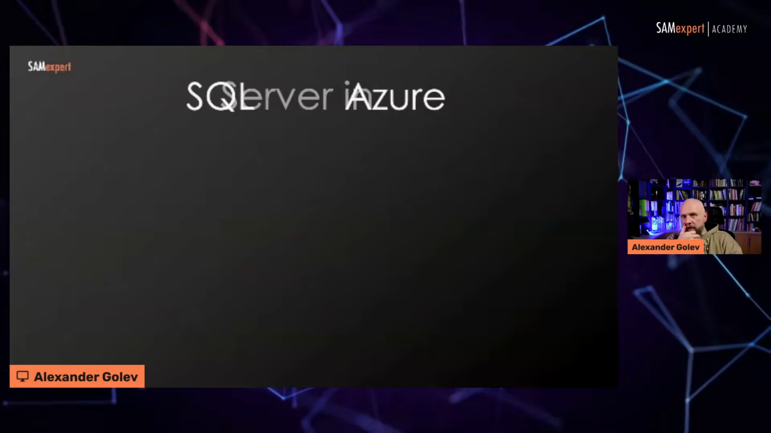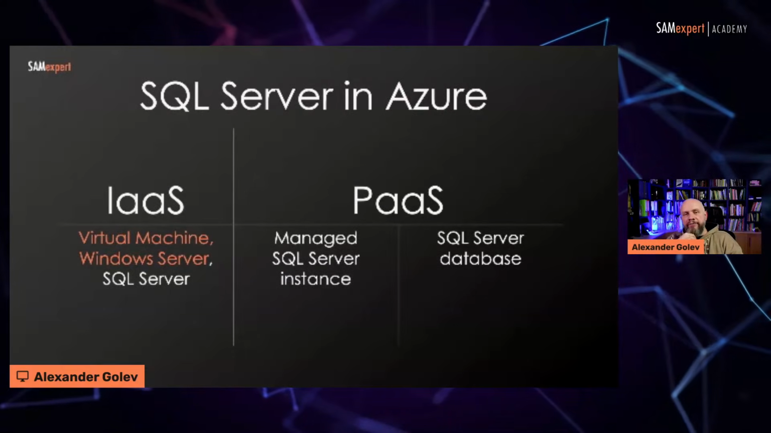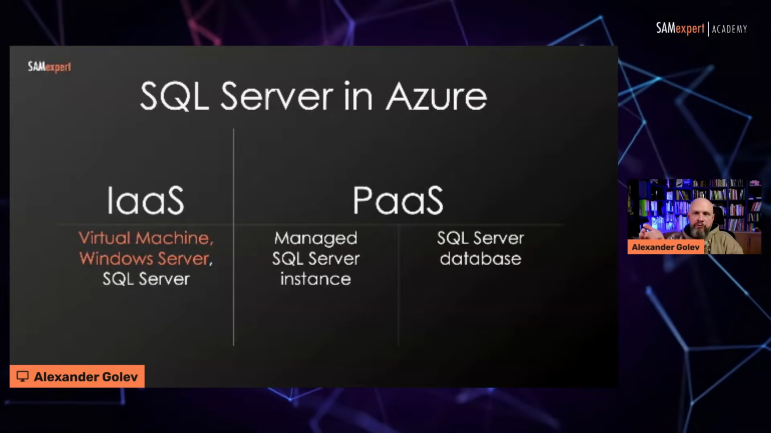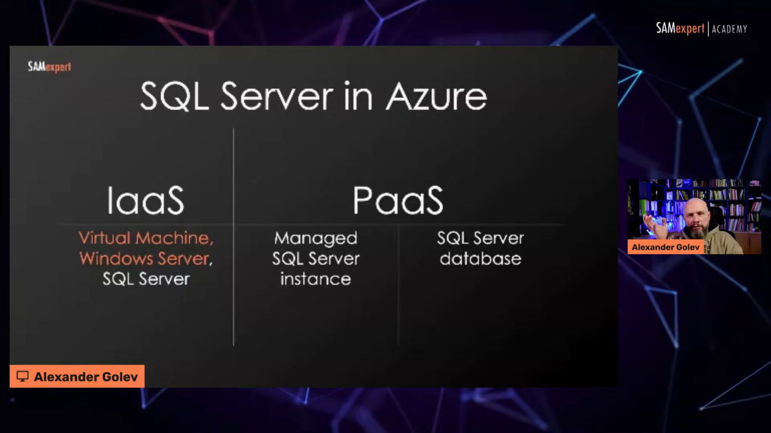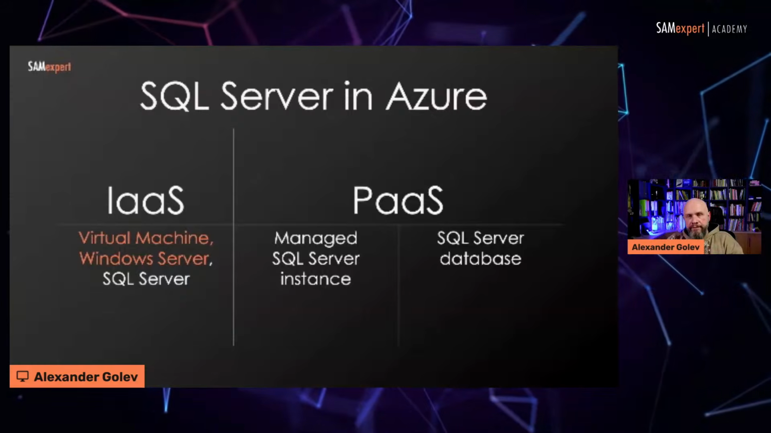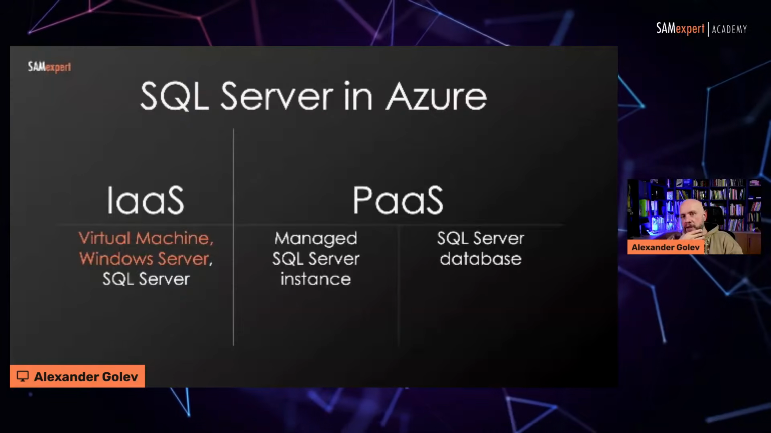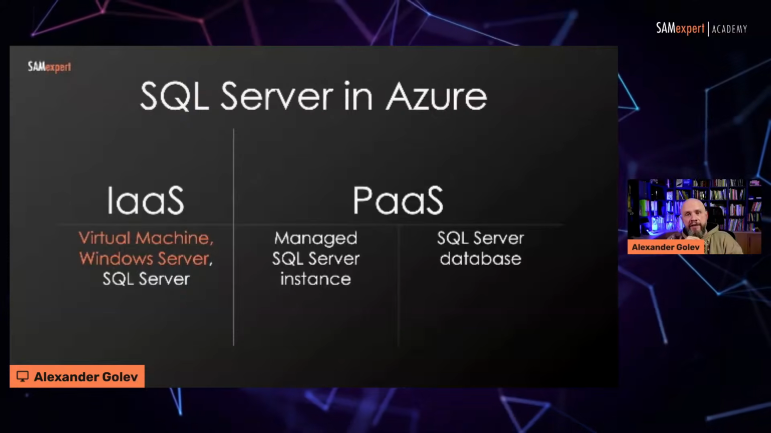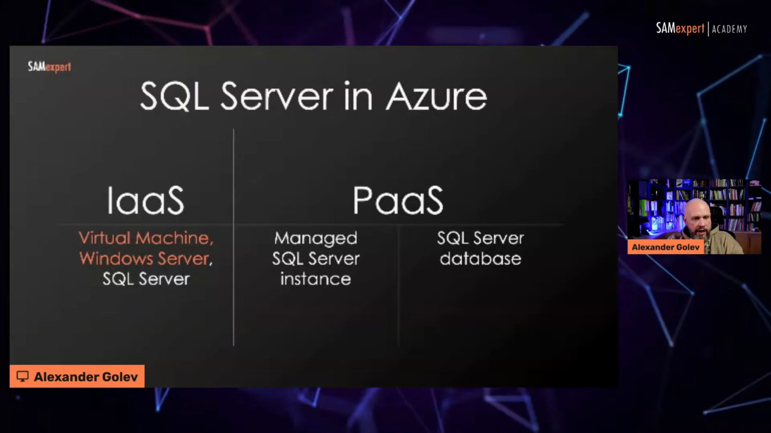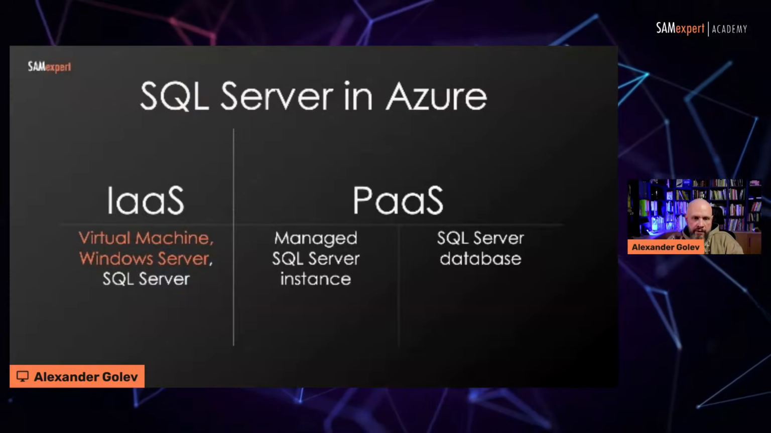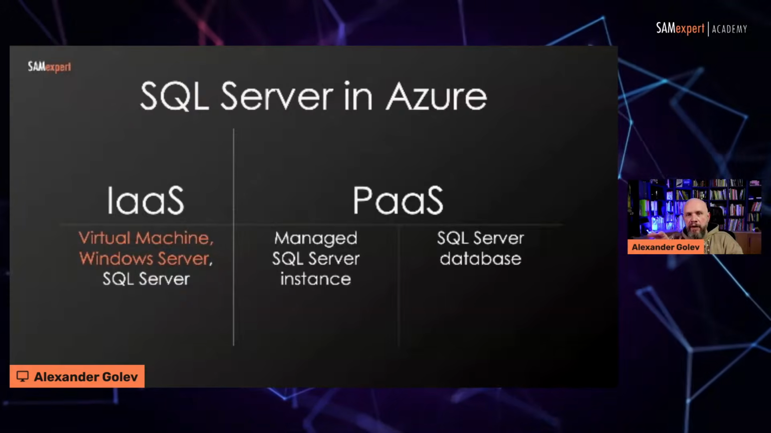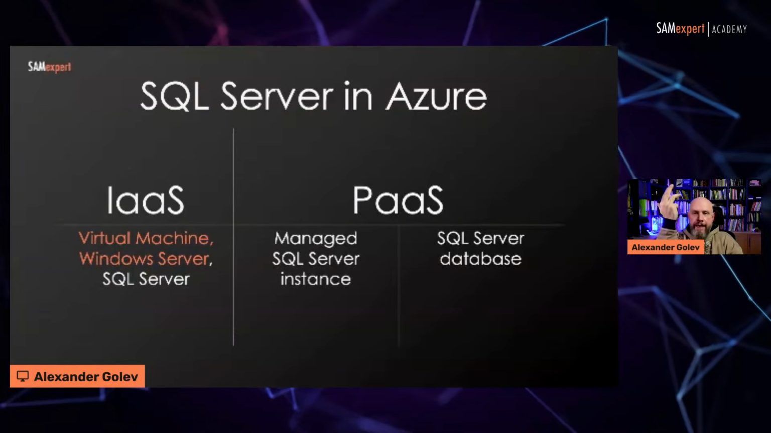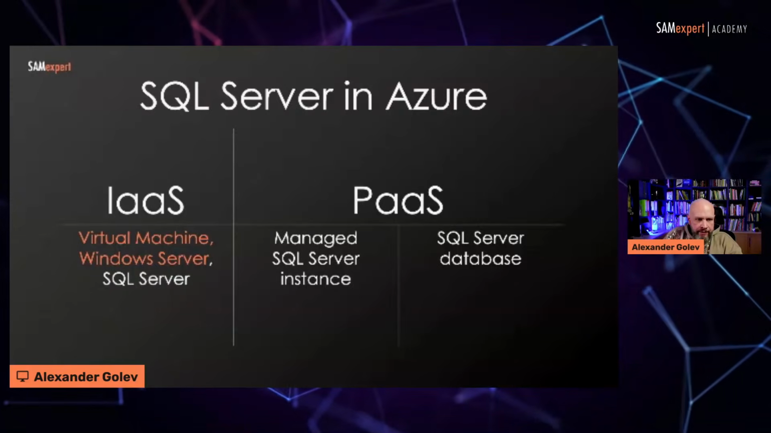SQL Server in Azure itself comes in 3 flavors. Infrastructure as a service, that's just pure, usual virtual machines with SQL Server installed in them. And platform as a service comes in two flavors: managed SQL Server instances and SQL Server database. So AHAB, as far as I remember, I may be wrong here, works for both. I practically myself only used AHAB on virtual machines and managed instances, not on databases.